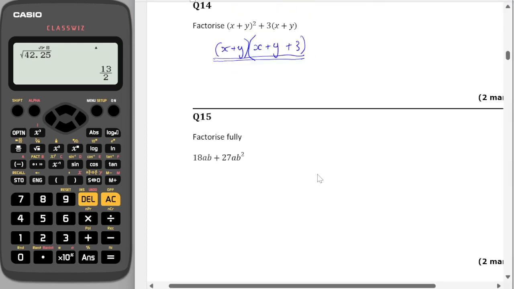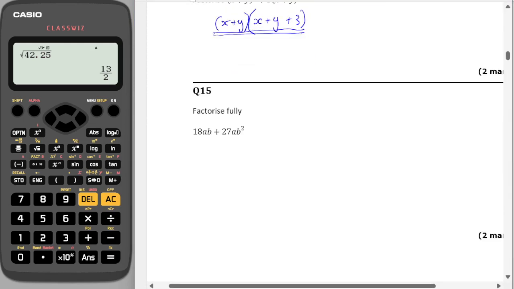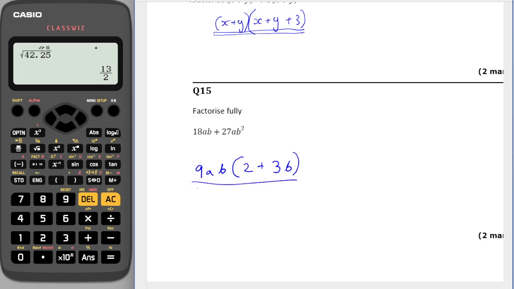Okay, question 15, fully factorize. So my highest common number part is going to be 9. I can take 9 out as a common factor. They've also both got an AB in common. So what would I need to times 9AB by to get 18AB? That would be 2. And for 9 to get 27, I need to times by 3. And for AB to get AB squared, I need to times by B with a positive plus in the middle. So that's my factorized version.